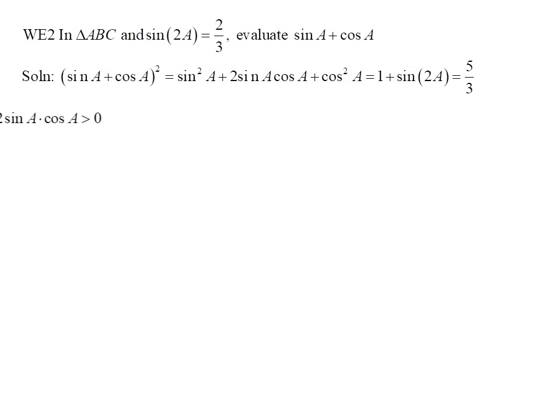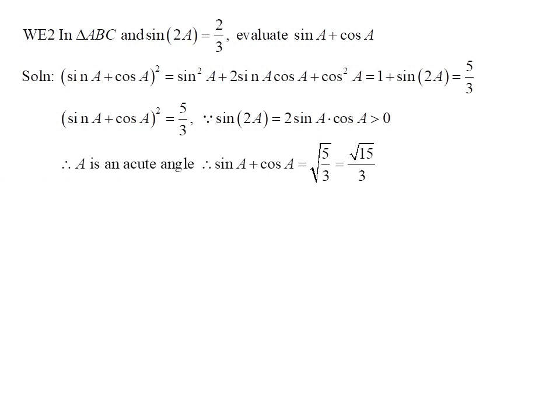Then we expand the expression of sine A plus cosine A, in parentheses squared, which equals 1 plus sine 2A, which equals 1 plus 2 over 3 equals 5 over 3. Hence, sine A plus cosine A equals square root 15 over 3.